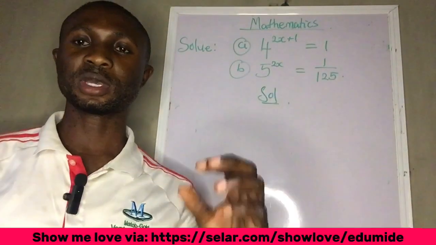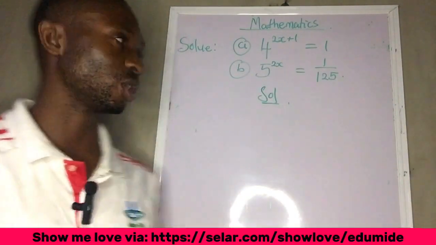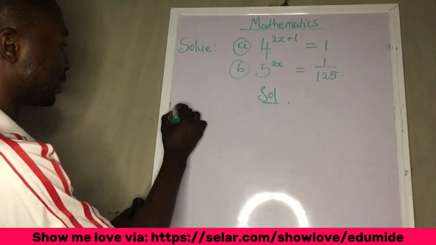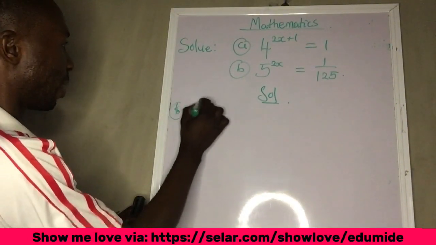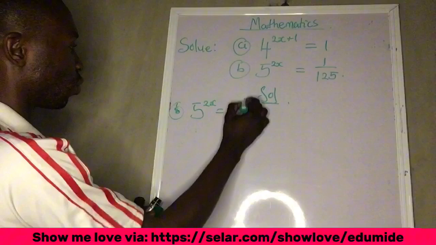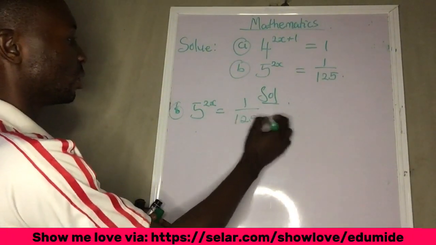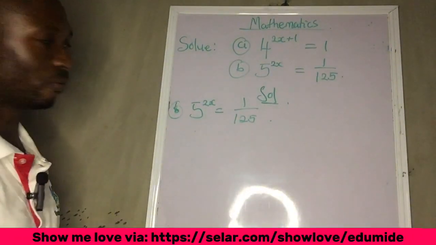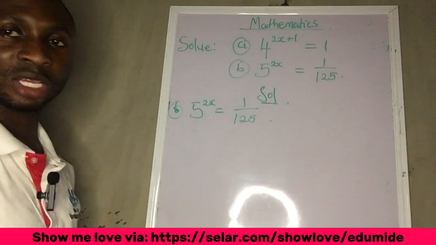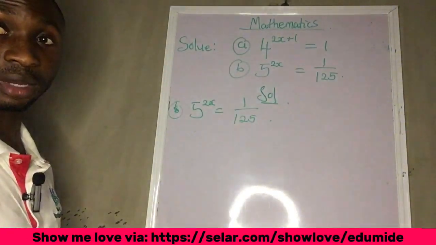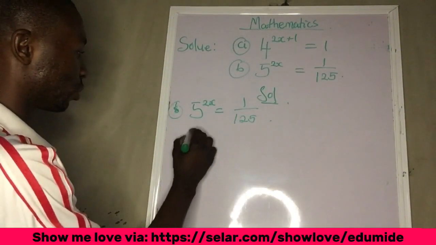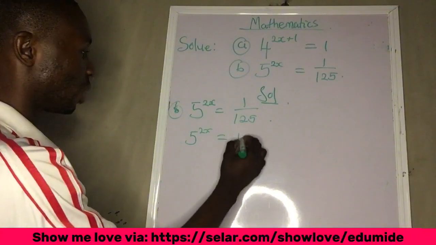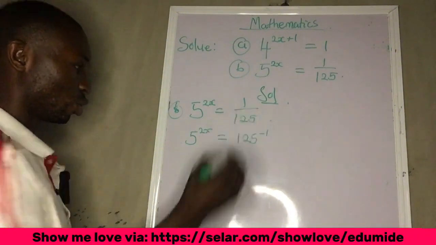So I want to do this second solution of this question. The second solution gives us that 5 raised to power 2x is equal to 1 divided by 125. With this, what we are going to do is to change it in form of power and base. So we now have 5 raised to power 2x is equal to 125 raised to power minus 1.